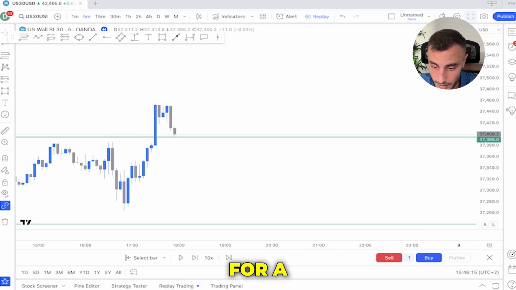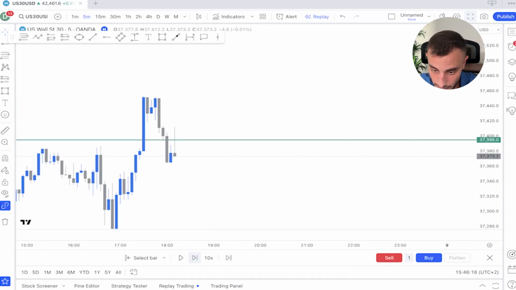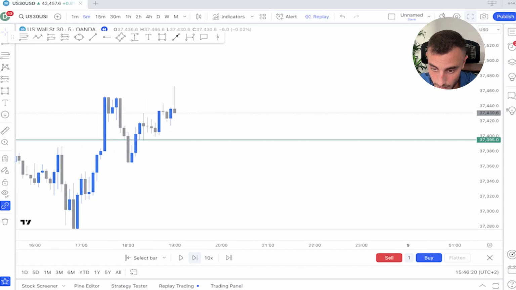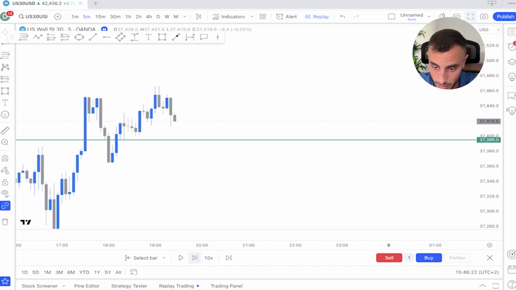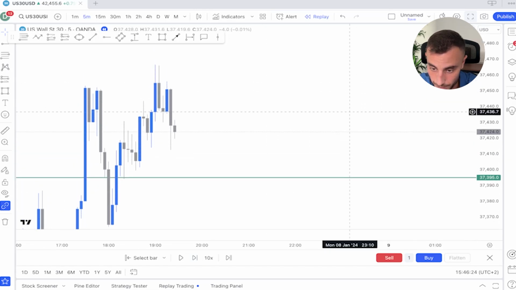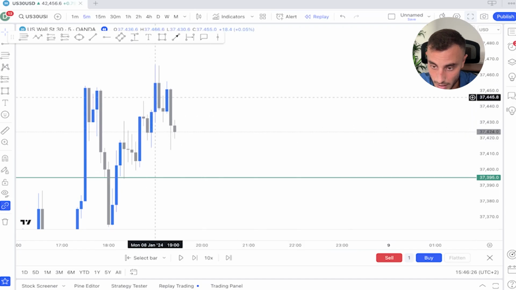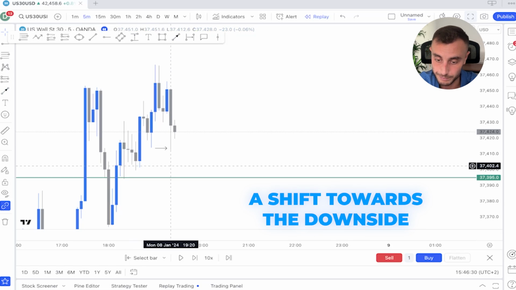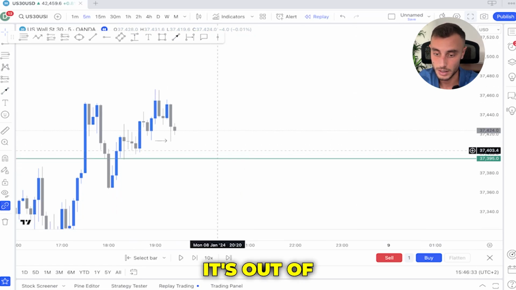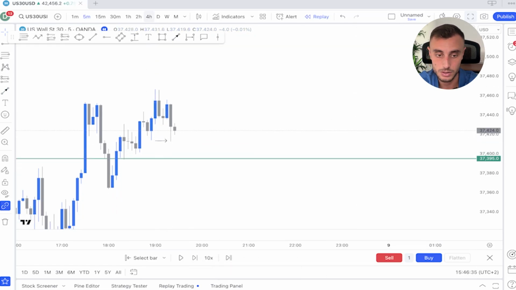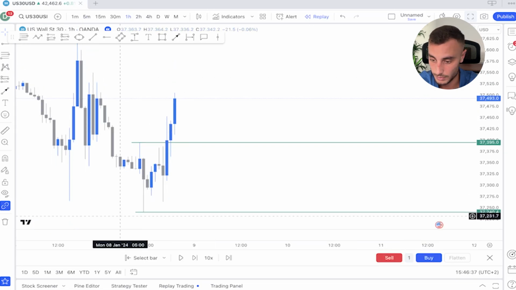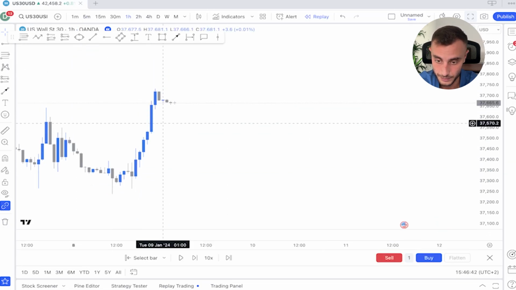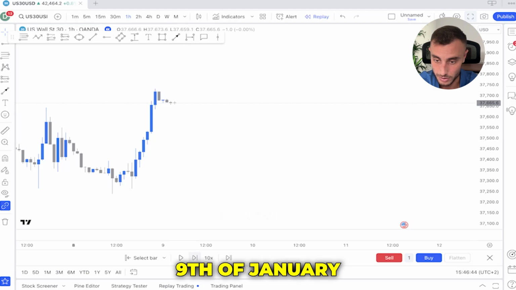And we look for a market structure shift, an aggressive one. Okay, price is moving higher. All right, so check this out. We have a low, we have a high, and then we have a shift towards the downside. Oh, but it's out of our session, 7:20 p.m. Okay, so we move on. We move on to next day, and let's see, 9th of January.